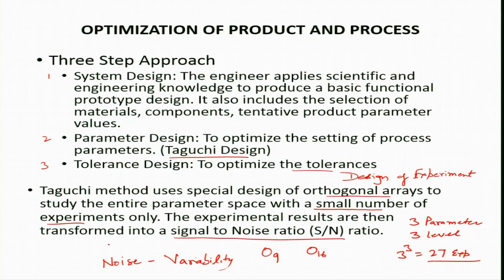And signal is the mean value of performance. So if my mean value of the performance is high and my noise, my variability, is less, that is the best way of having the product, the best way of designing the product.